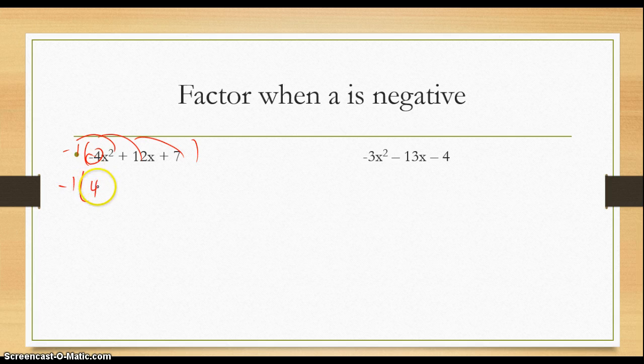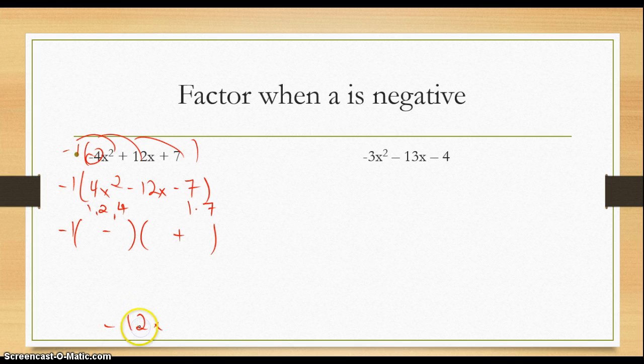So now we have 4x squared minus 12x minus 7. Now we're going to factor that. And since we're factoring, that -1 has to remain on the outside. And since c is negative, we know it's plus minus, or minus plus, either way. 7 is prime. It's always awesome when you get a prime number. Remember, my main goal is to get a -12x out.